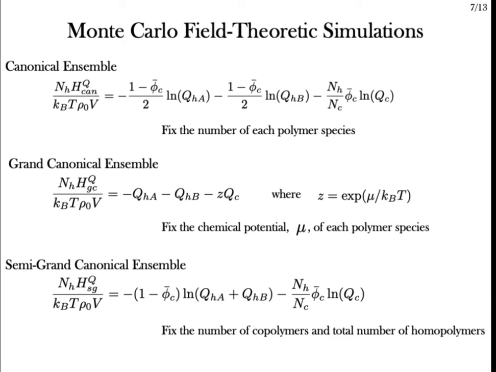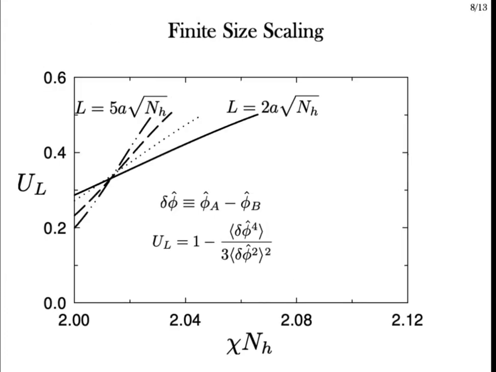The semi-grand canonical ensemble is useful for locating the Scott line, and the grand canonical ensemble turns out to be useful for probing polymer behavior and the nature of the transition at higher chi-n. In order to locate the Scott line, we consider this order parameter delta phi hat, which gives the difference in the average instantaneous A and B monomer concentrations. We then calculate the cumulant U in terms of the order parameter. We do this for different system sizes labeled L.